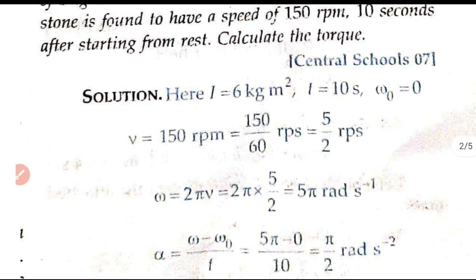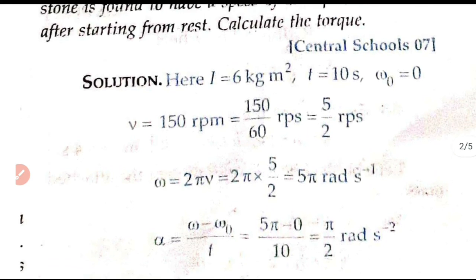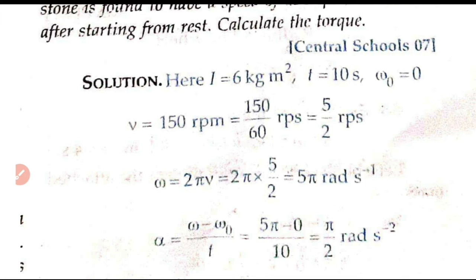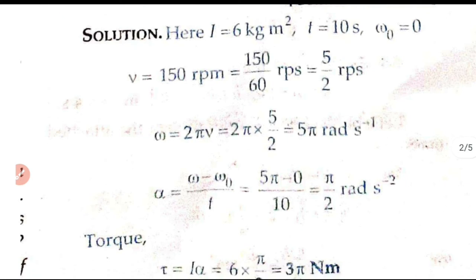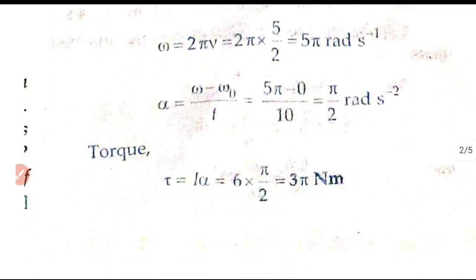Knowing omega, we can get alpha. Alpha is omega minus omega 0 by t, that is 5 pi minus 0 by 10, that is pi by 2 radian per second square. Now we can calculate torque: I alpha, 6 into pi by 2, that is 3 pi Newton meter.